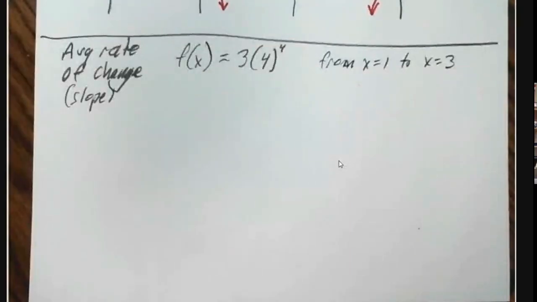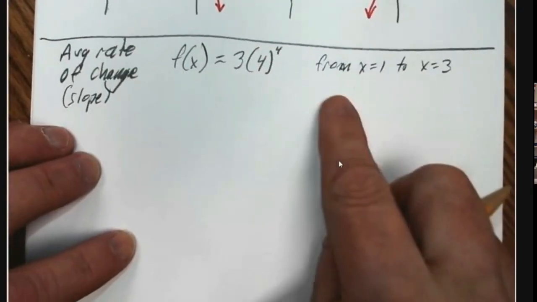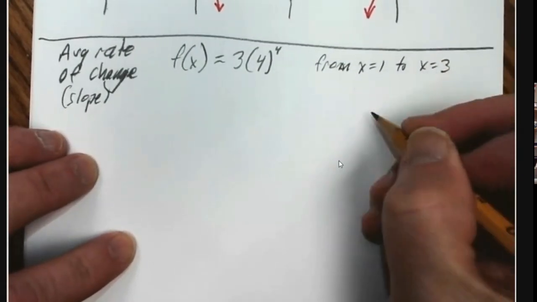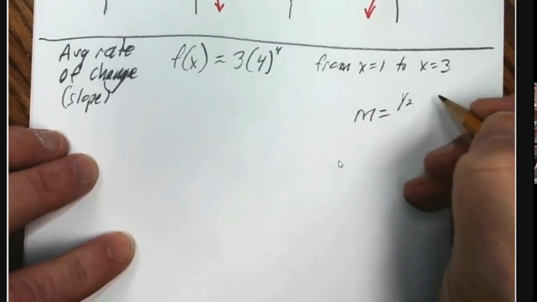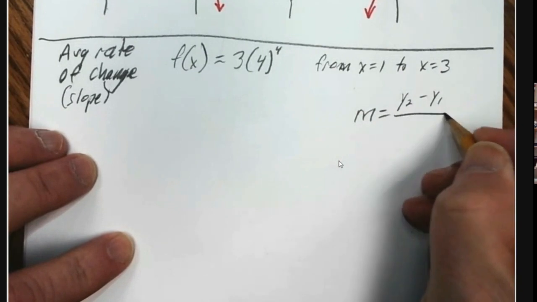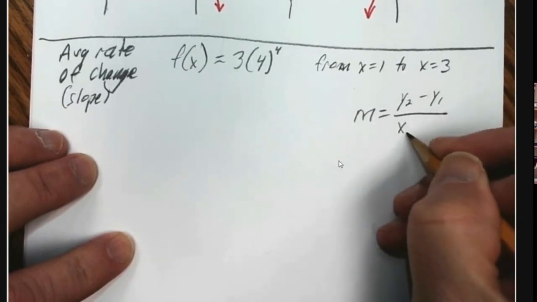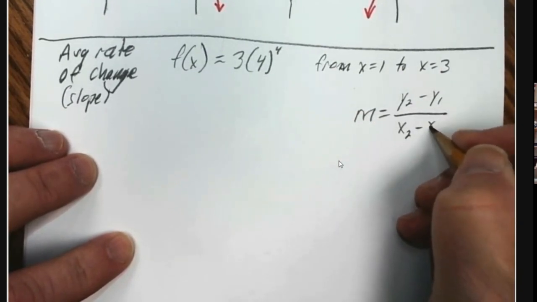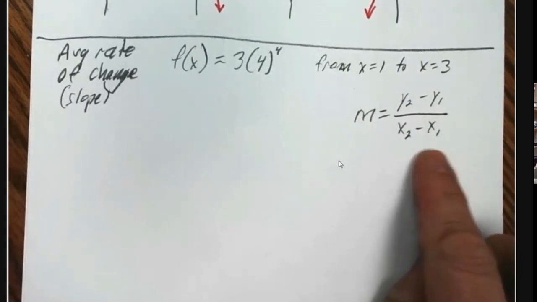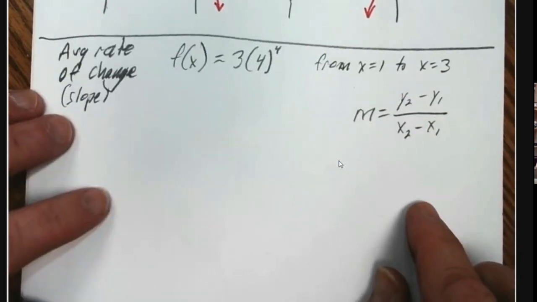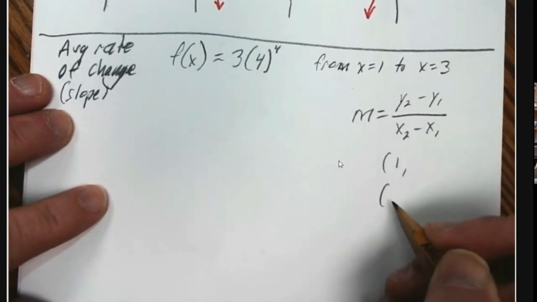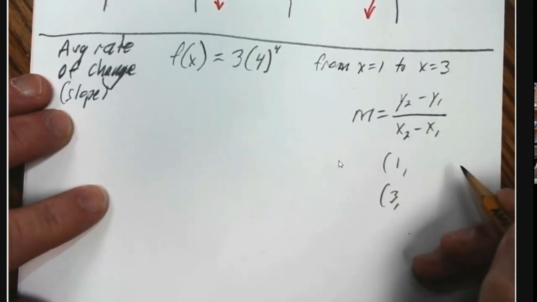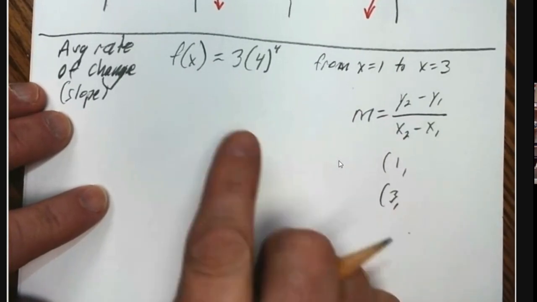So if we want to find the slope, there's a slope formula that you learned way back in Algebra 1. You take the y value of the second point and subtract the y value of the first point and divide that by the x values subtracted from each other. So the first point would be 1 something, and the second point would be 3 something. I know we looked at it in the graph, but we're going to figure out how to do it algebraically.